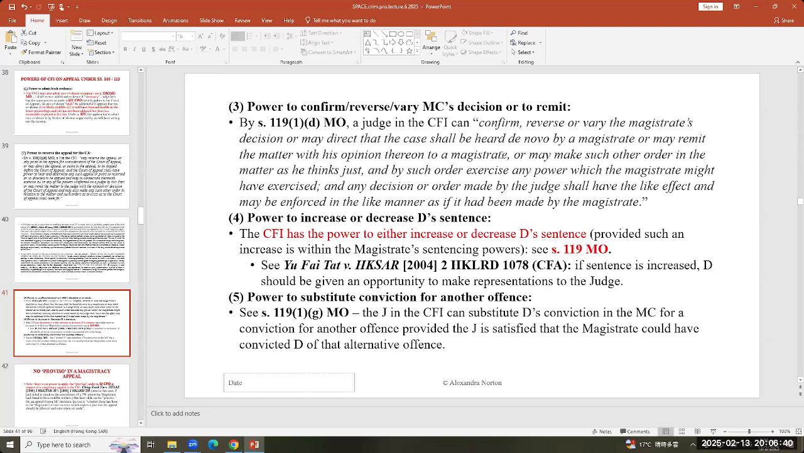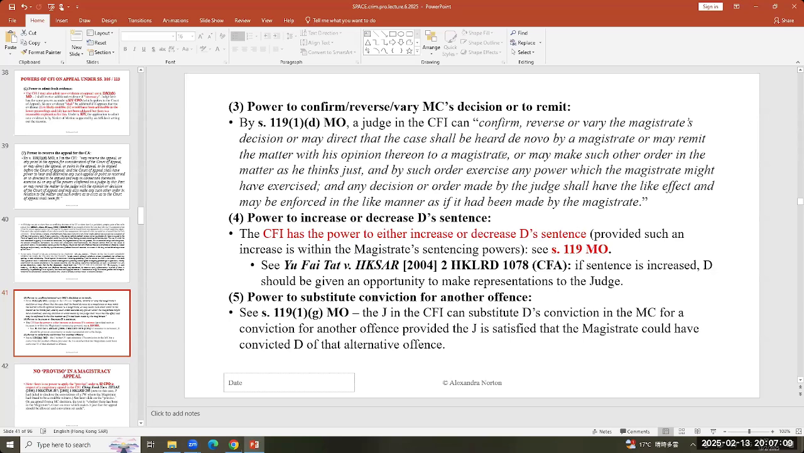Now, sometimes what you see is where the judge in the CFI gives his opinion and remits it back to the magistrate and basically says, here's my opinion, you should follow it. Sometimes the magistrate says, well, I don't want to. So they refuse to follow it. And then there's a subsequent appeal. So this power to remit with the opinion is not always successful in practice.